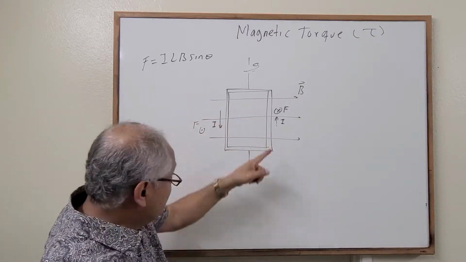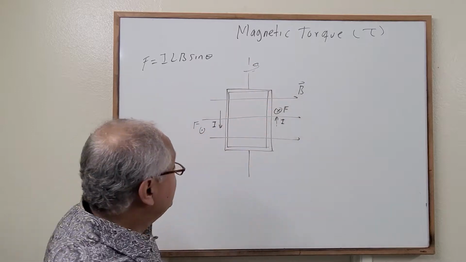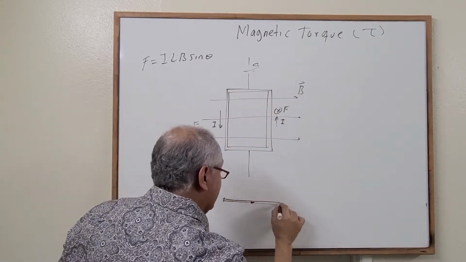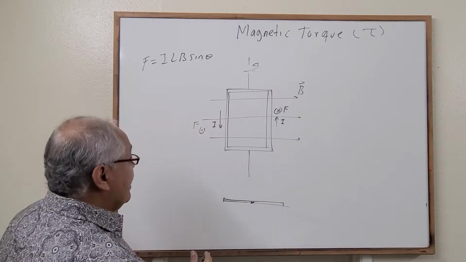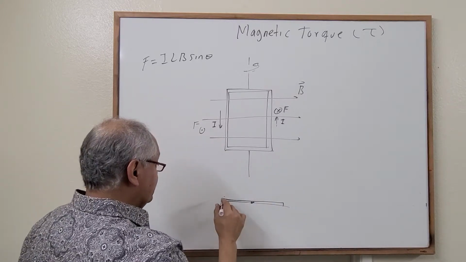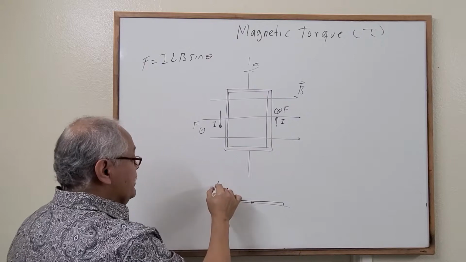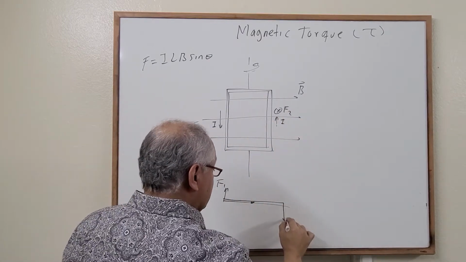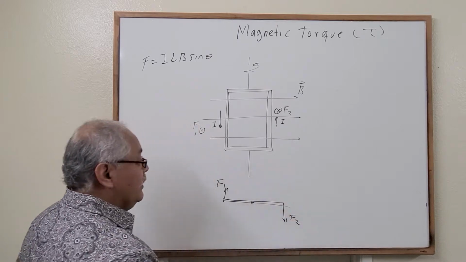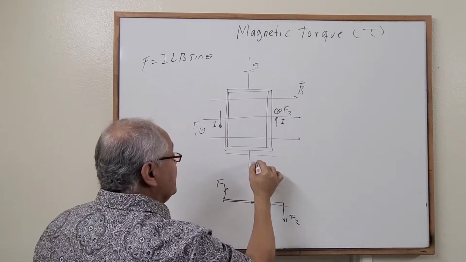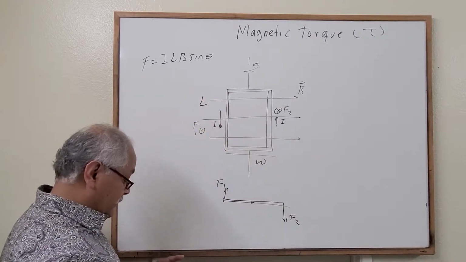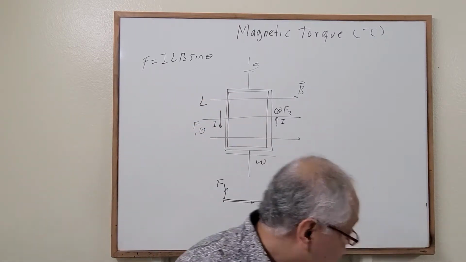Perfect. Now, when you see this picture from above, you will see something like this. We have this extra rotation right here. This is a segment right here, and we have a force acting in this direction. This is F1, this is F2, and they are going to be opposite. Imagine for simplicity this distance is W and the length is L. Perfect.